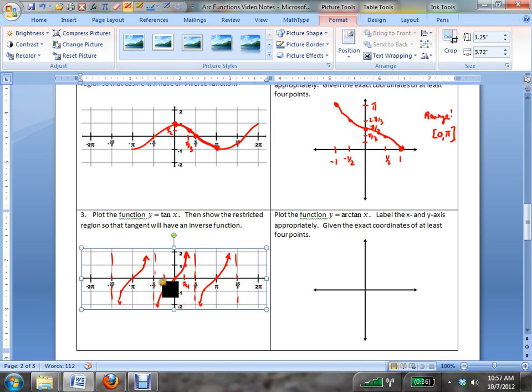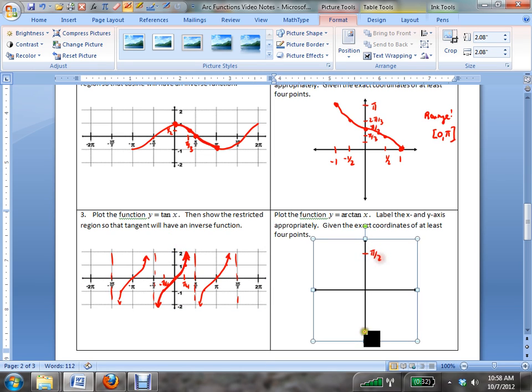This one's pretty easy. We're going to restrict it to this section that's right here in the middle, right around the 0. So let's go ahead and graph. We notice on the tangent function, our x values for our restricted region are negative pi halves to pi halves with asymptotes at each end. So that is going to become the range for our arctan function. This is pi halves, this is negative pi halves. And it looks like we also have values at pi fourths and negative pi fourths.